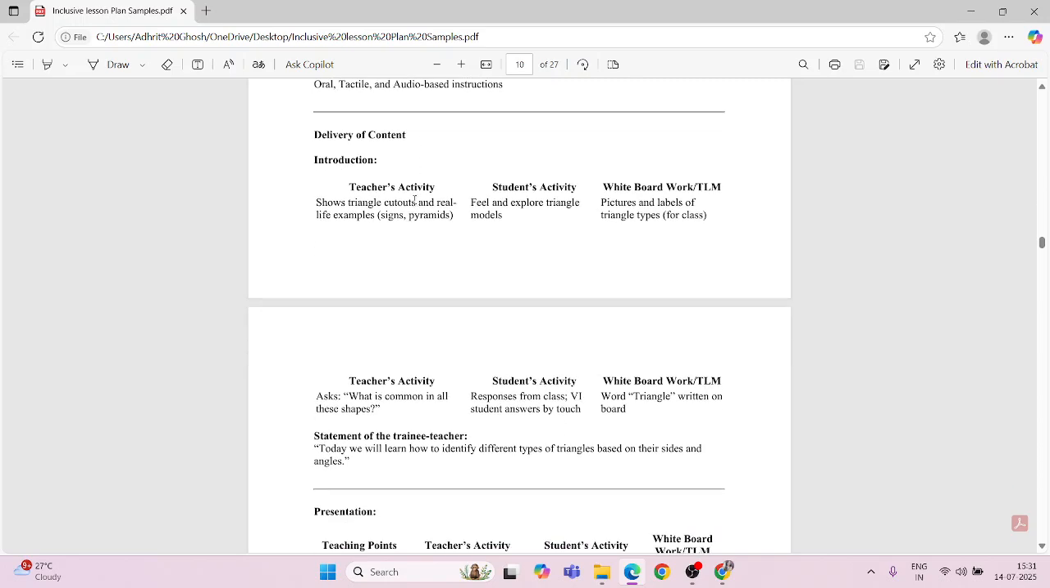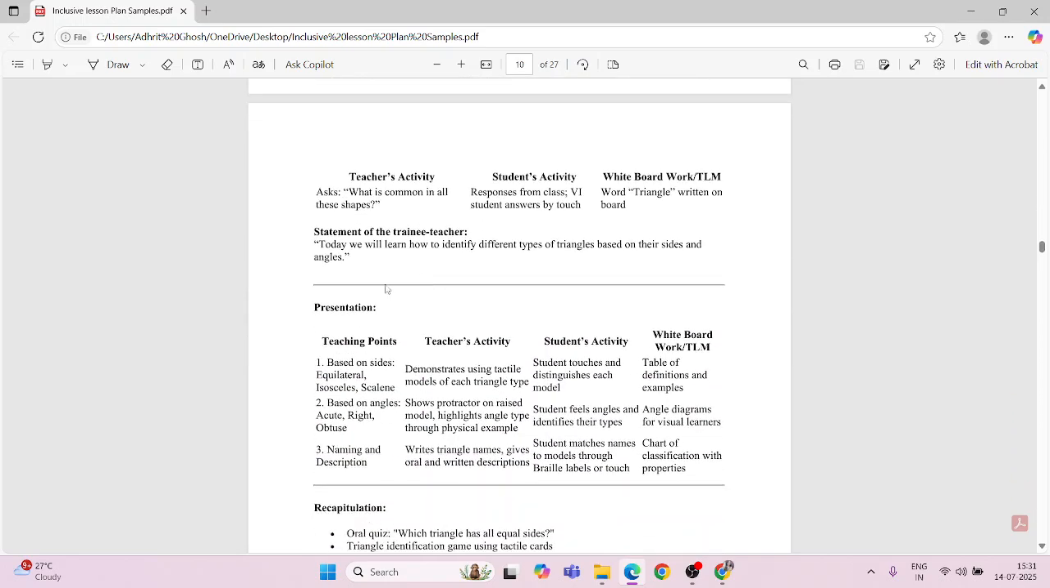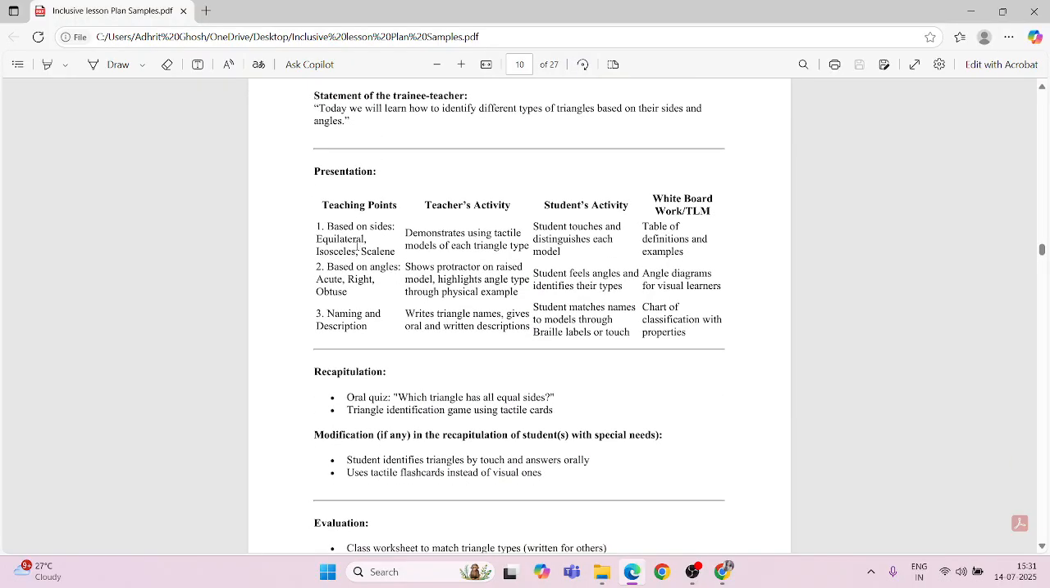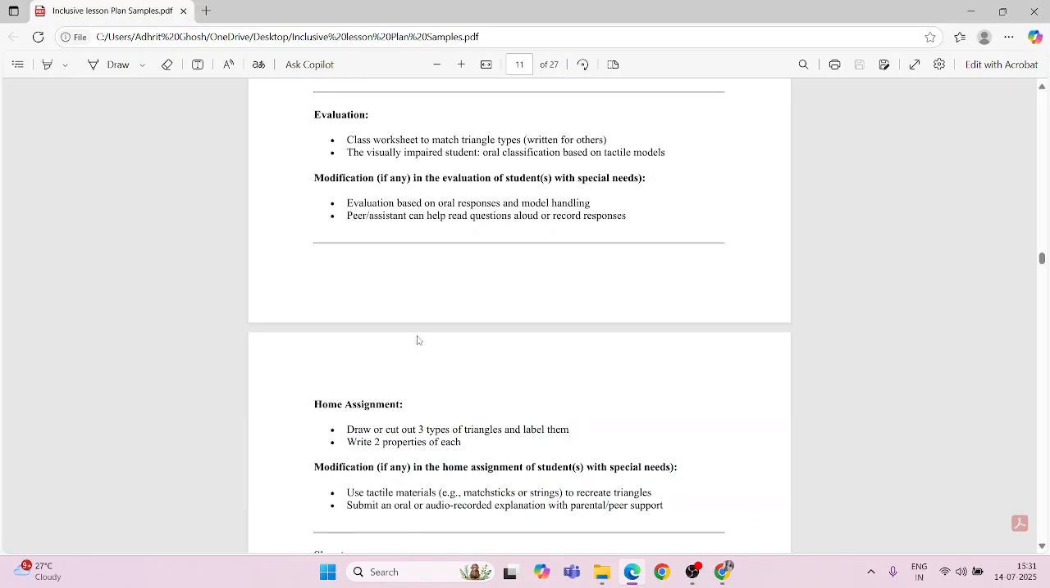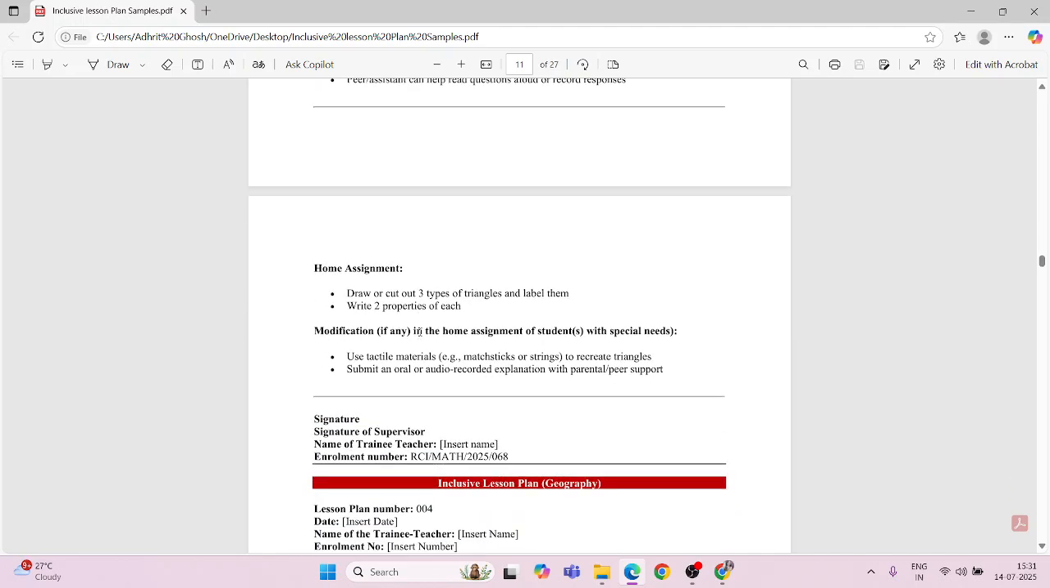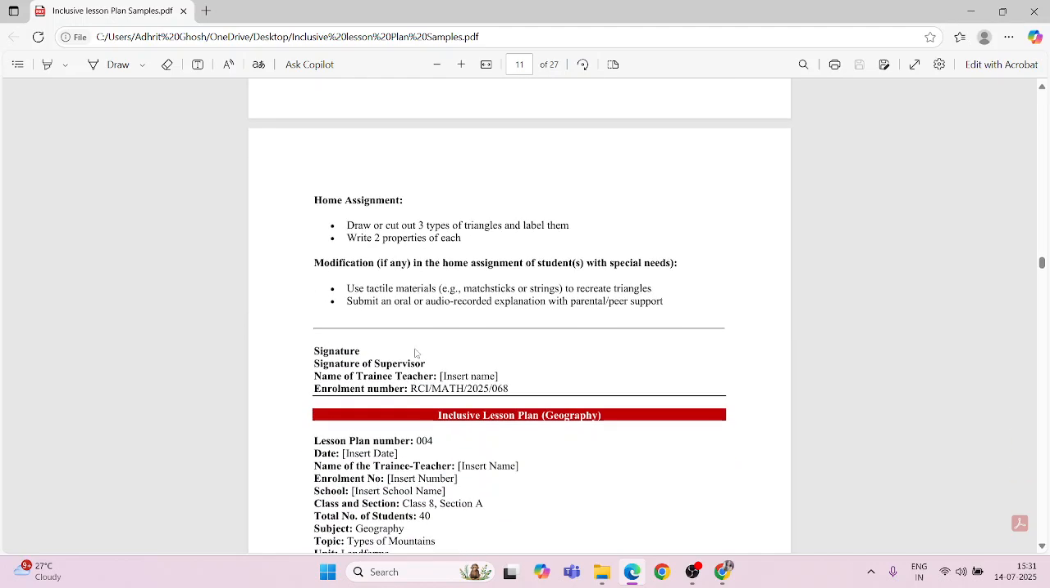Then the delivery of the content. As you see, this is the introduction part, and then you have again now the statement of the teacher. Then this is the presentation part, the recapitulation part, and the modification. This is the evaluation part and the modification. Okay, so you can take the evaluation of the visually impaired child through oral responses or model handling, or you might even take a scribe with whose help the child can write the assignment, or the child can even read and record the responses. So the home assignment given and the modification accordingly.